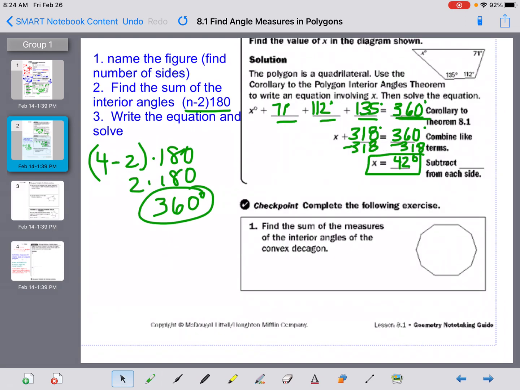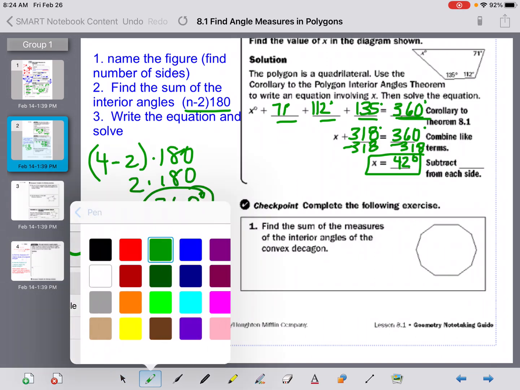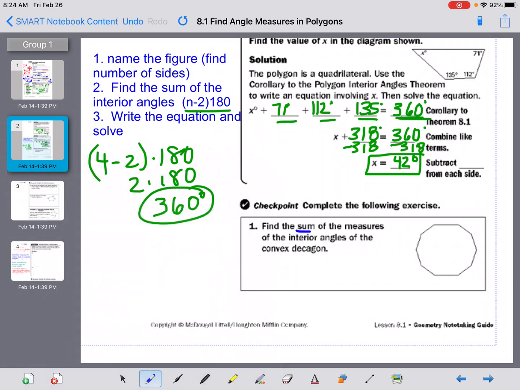All right, let's look at number 1 down here. Find the sum. And that's important to know, not one angle, but all of the angles. Find the sum of the measures of the interior angles of a convex decagon. So 10 sides, okay? Remember, you can always go to one vertex, choose a vertex, any one of them is fine, but only go to one, and draw as many diagonals as you can.